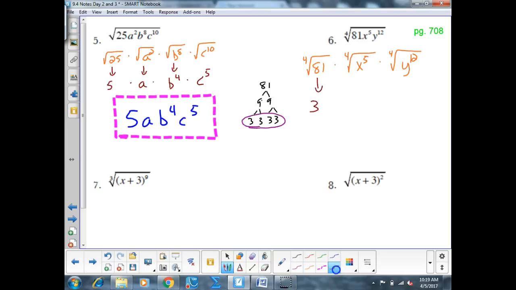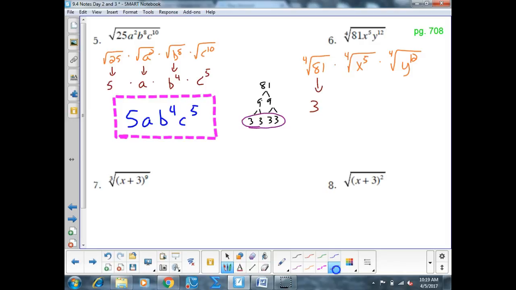So, 81 is a perfect square of 9, and a perfect fourth. Is it a perfect 6? It is not, because there's nothing that would be multiplied 6 times to give me 81.